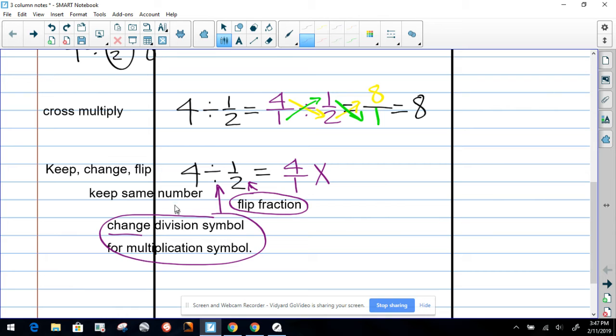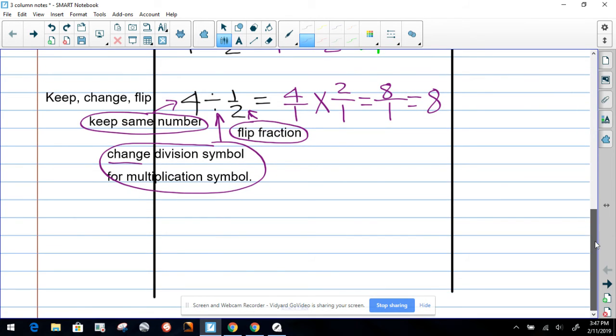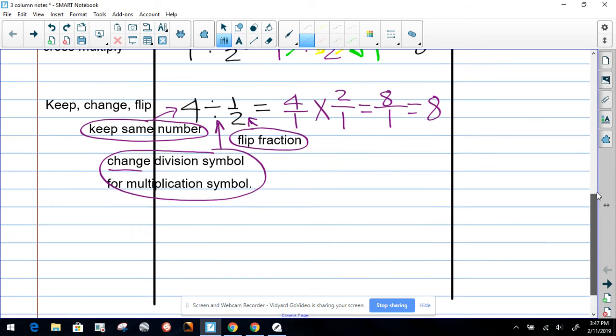Okay. Again, we keep the first number. Now we're going to flip the fraction. That's going to be 2 over 1. When we multiply across, 4 times 2 equals 8, and 1 times 1 equals 1. We know that 8 divided by 1 equals 8. Same answer as above.